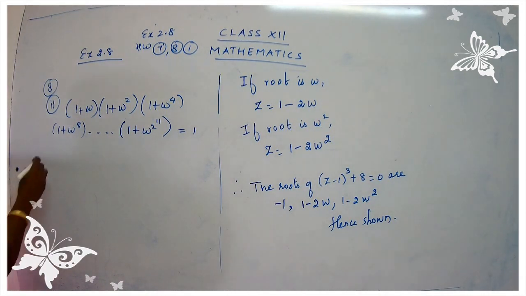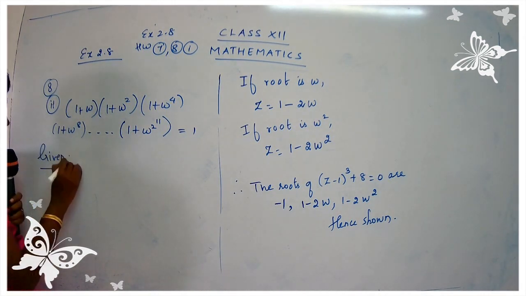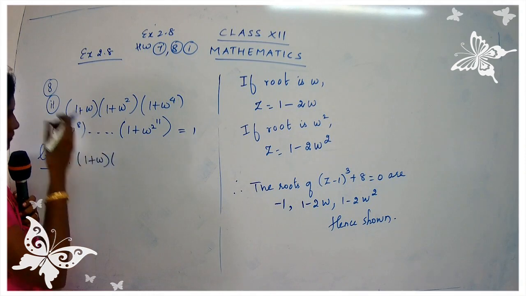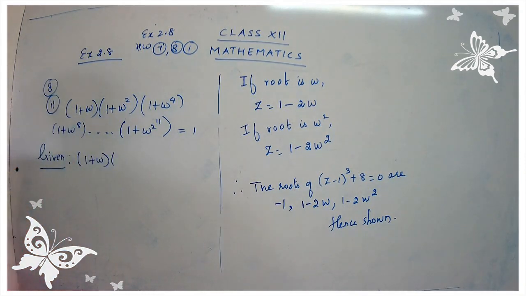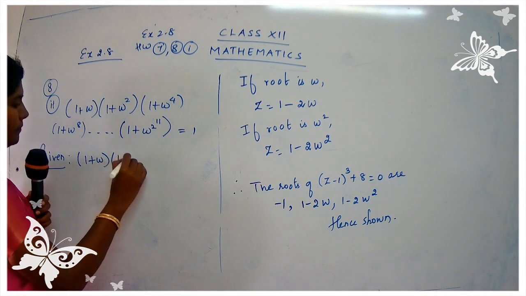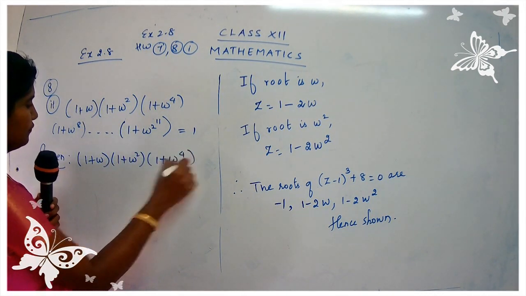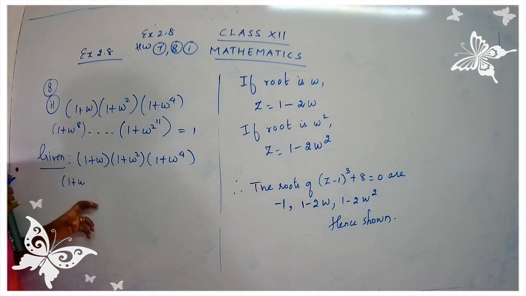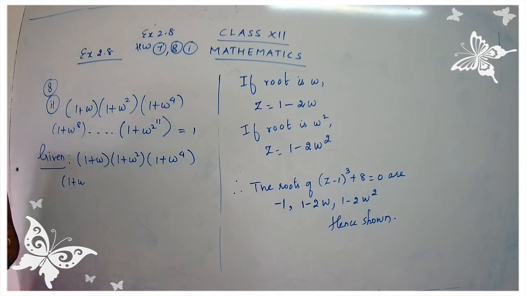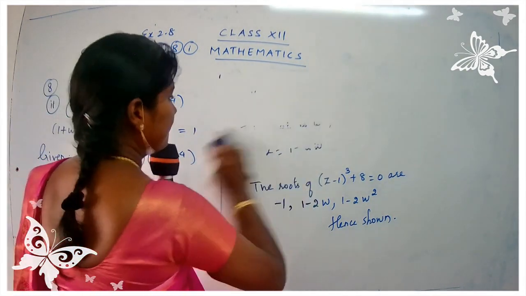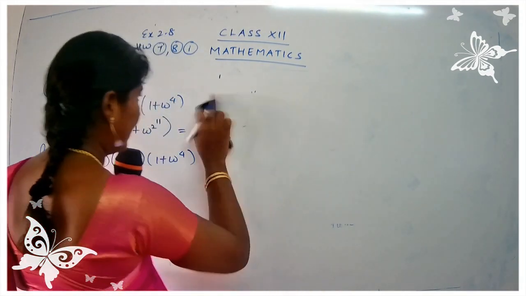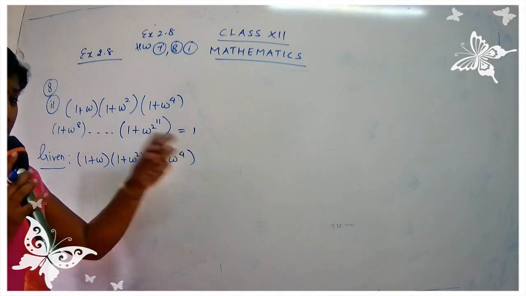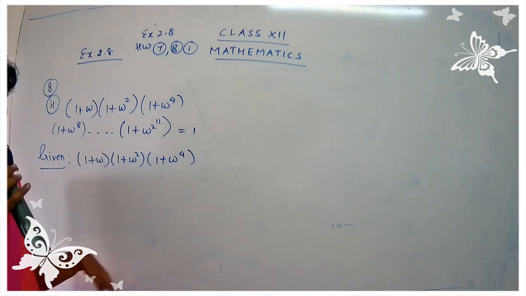Let's start with the given part here. Write down given: 1 plus omega, this is given to us, 1 plus omega square, 1 plus omega raised to 4, 1 plus... If you are able to write it in one line, children, you just stretch the line, just do not break it. Try to write in a straight line, children. If you are not able to, do not make it shrink, you can just continue on the next line, no problem.